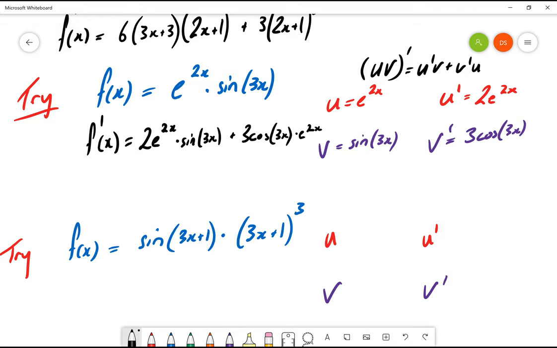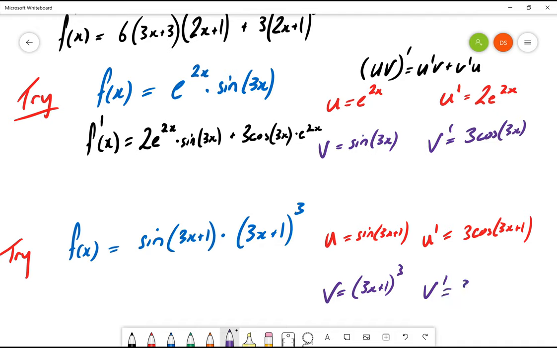Oh, fantastic. So awesome stuff, Lucy Schaller, and I'm assuming that's Max. So well done. Let's try this one. u is equal to sine of 3x plus 1. u dash is equal to 3 times cosine of 3x plus 1. v is equal to 3x plus 1 to the power of 3.